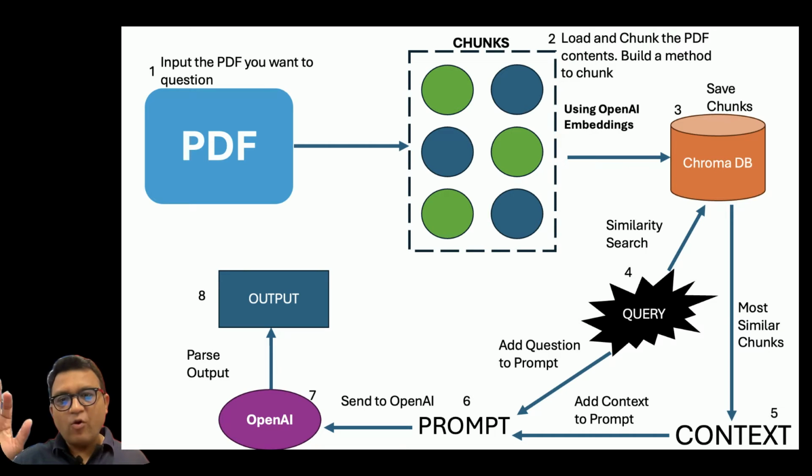That prompt will be sent to OpenAI, and whatever the output is, it will be displayed in the chat text box. I'll also show you what other ways you can display the output. So let's get started. This is exactly what we are going to build without writing a single line of code.